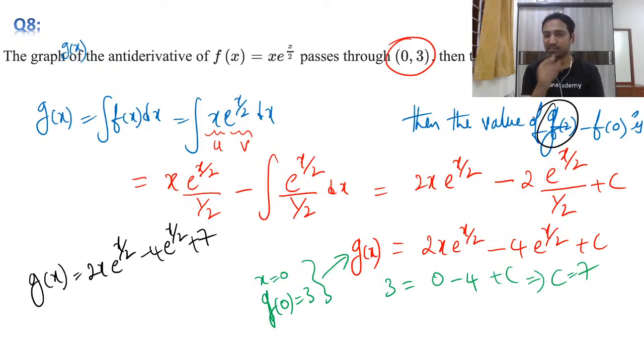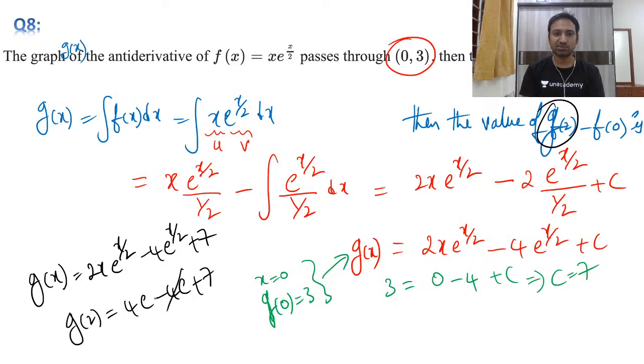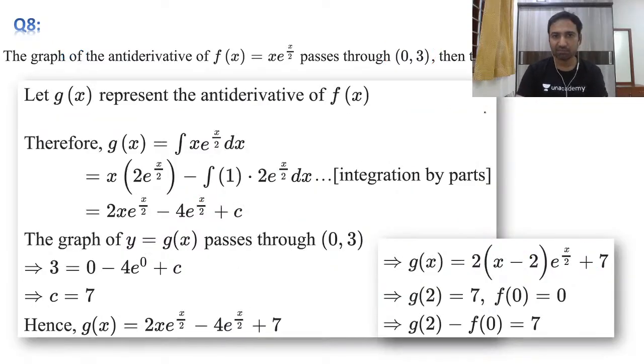So now what he is asking is g of 2. What is g of 2, guys? If I substitute 2, I get 4e minus 4e plus 7. So 4e cancels and this is 7, guys. So this part is 7 and f of 0 is anyway 0. So 7 minus 0 is 7. So the answer should be 7. Clear? g of 2 minus f of 0 is 7.